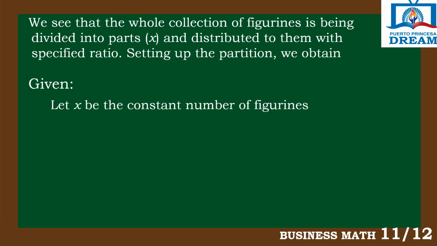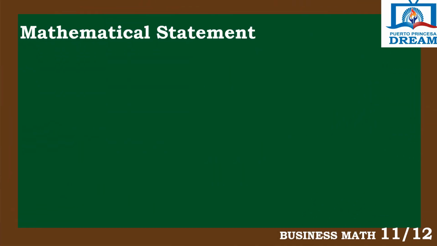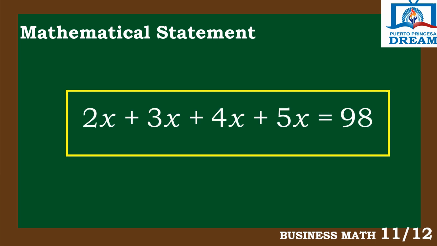So from the given, let X be the constant number of figurines. So we will have 2X is equal to the number of figurines for her first friend, 3X the number of figurines for her second friend, 4X the number of figurines for her third friend, 5X the number of figurines for her fourth friend, her best friend, which will receive the most number of figurines. So 98 is the total number of figurines. Mathematical statement would be 2x plus 3x plus 4x plus 5x is equal to 98.